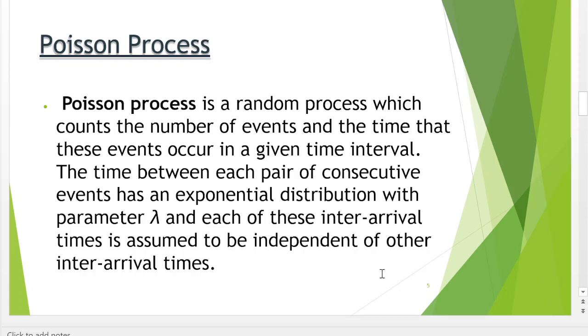Poisson process. Poisson process is a random process which counts the number of events and the time that these events occur in a given time interval. The time between each pair of consecutive events has an exponential distribution with parameter lambda, and each of these inter-arrival times is assumed to be independent of the other inter-arrival times.